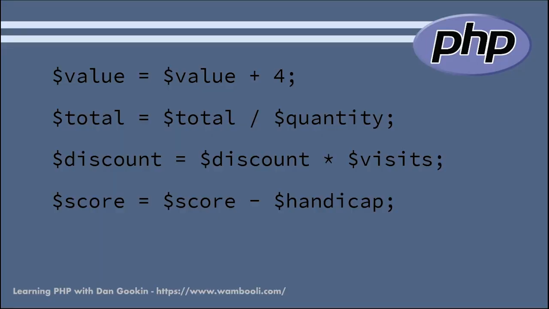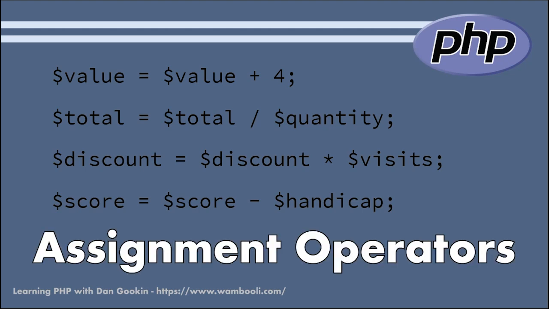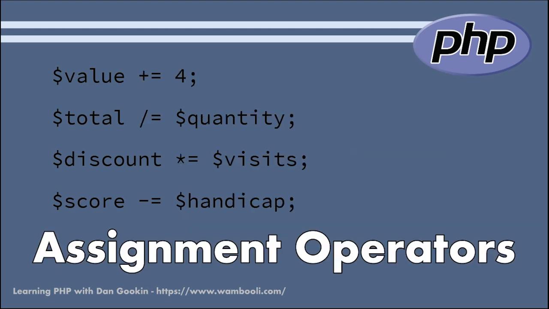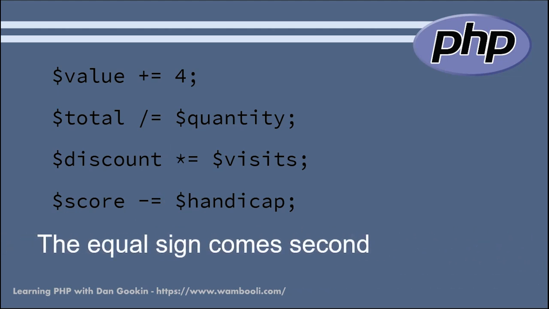Often a variable is modified as shown here. So value is increased by 4, total is divided by itself and quantity, and so on. But you can shorten these expressions by using assignment operators. Here are the same expressions. Plus equals to increase a variable by the given value, divide equals for divide, and so on. Remember when using these shortcuts that the equal sign comes second.